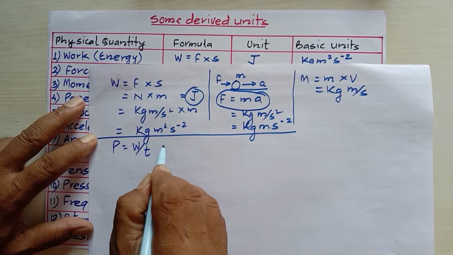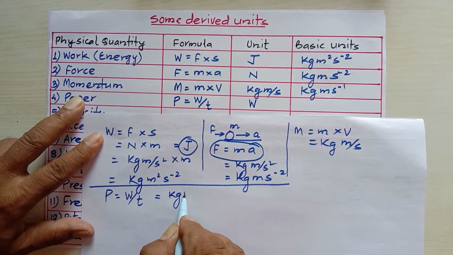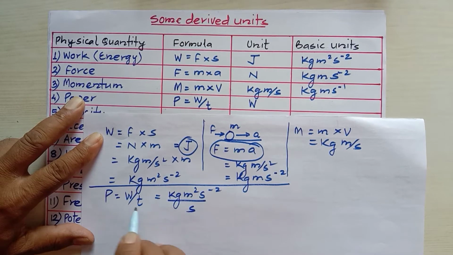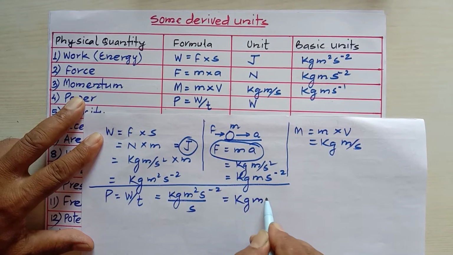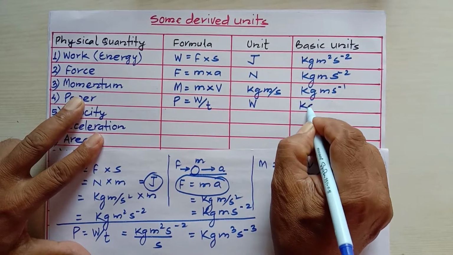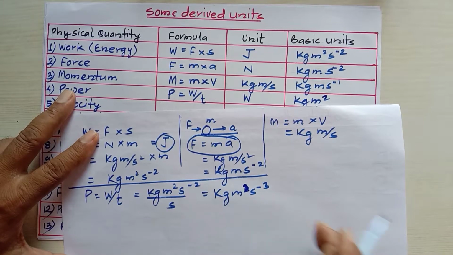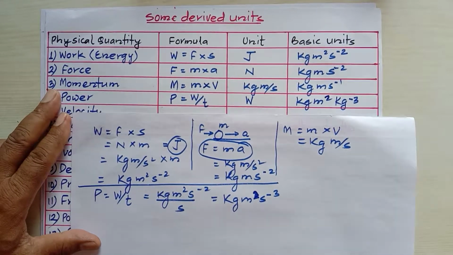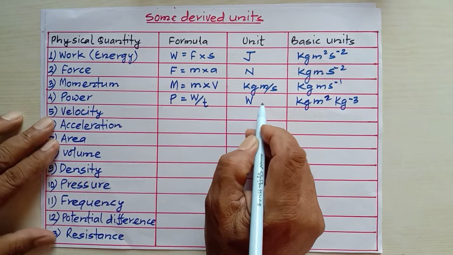Work, we know what it is, kg meter square second to the power minus 2. Previously we got it, and the unit of time is second. That's why if this second goes up, then what happens? Kg meter square second to the power minus 3. That's why we can write the basic units involved are kg meter square second to the power minus 3. This way. Okay, now in the name of the scientist Watt, the unit of power is taken as watt.